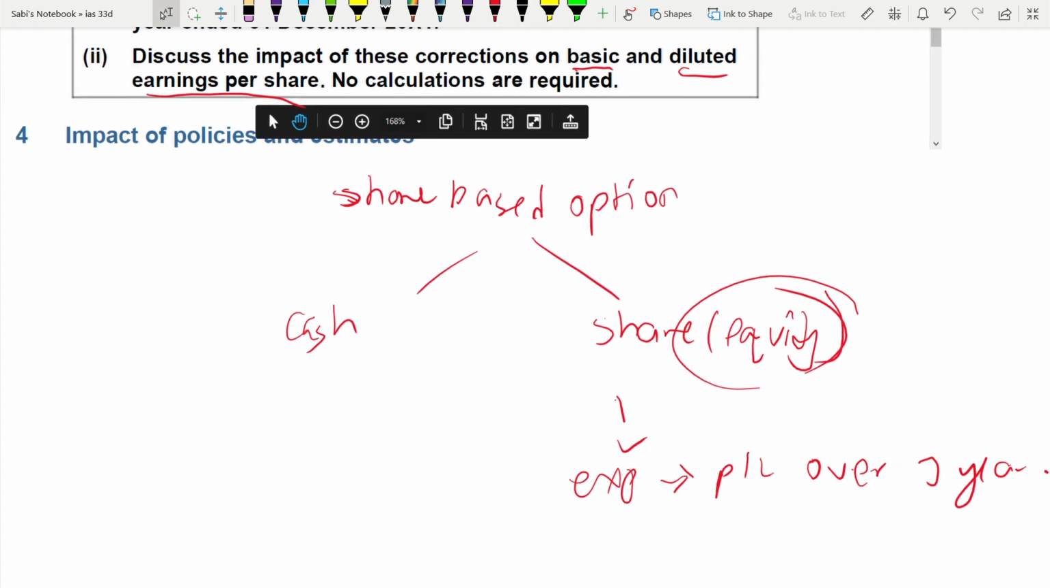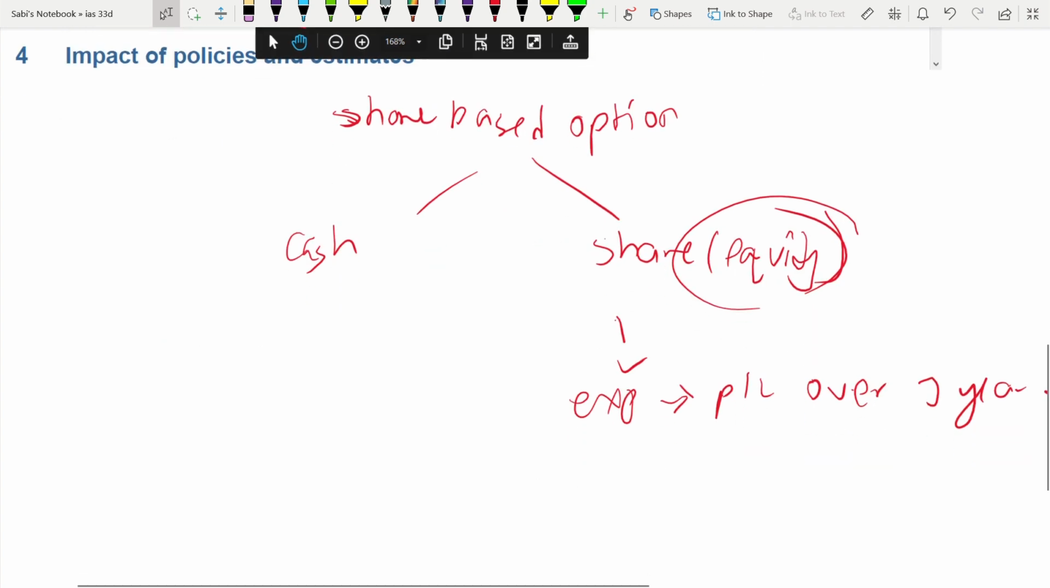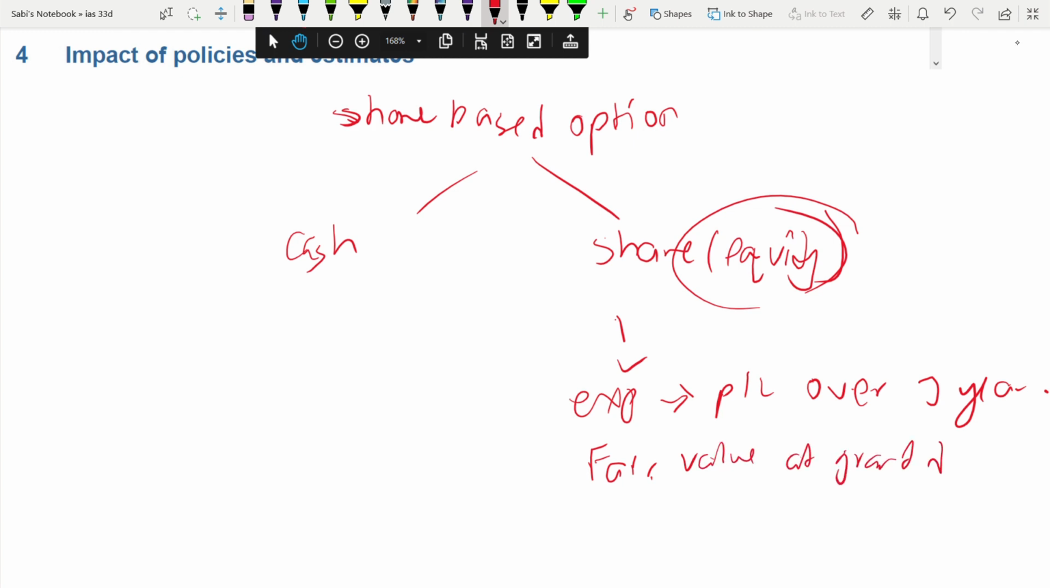Now, because this is equity settled, this should be based on what? These are all the rules of IFRS 2. You still don't know IFRS 2, but I'm explaining briefly. When it's an equity settled share-based payment, you need to take the fair value at grant date. If you're not understanding it, it's fine. Just go with me. Just follow with me.